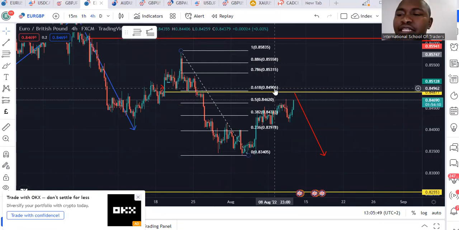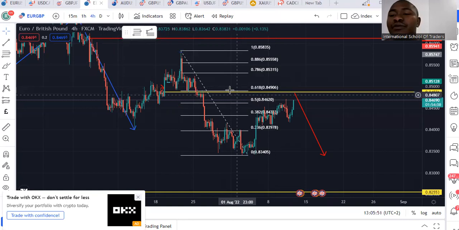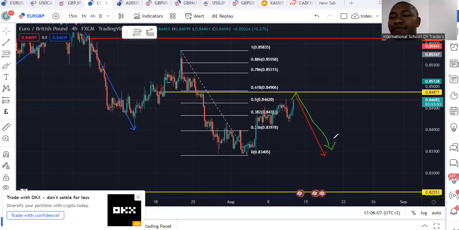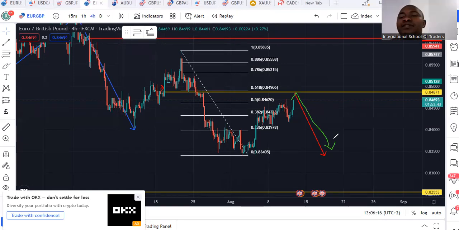Now, according to Euro GBP, the expectation yesterday was to see markets pushing to these levels, right? Pushing to this level and then changing direction towards the downside, right? So this right here is Euro GBP on a 4 hour time frame, expected to reach at least the 61.8. We've already sent out a sell limit order in this particular case.